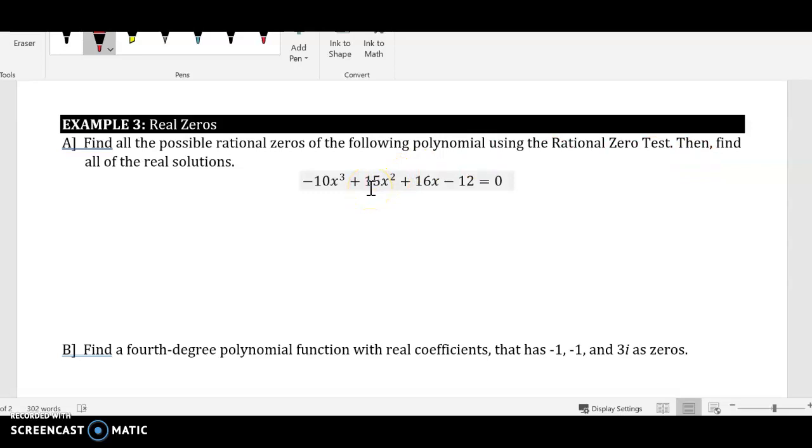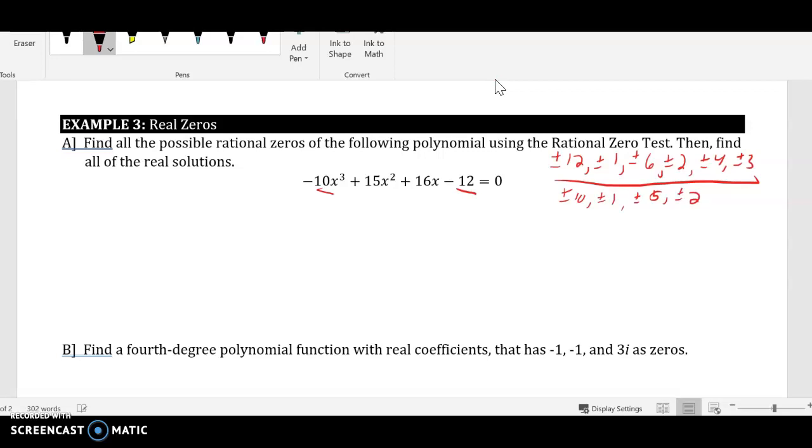So if we made a list, and I'm going to use my calculator here in this problem. I'm looking at 12 and I'm looking at 10. Let's just make our list. So what are all the factors of 12? Plus or minus 12, plus or minus 1, plus or minus 6, plus or minus 2. We've got a lot here, huh? Plus or minus 4, plus or minus 3. And that's all over plus or minus 10, plus or minus 1, plus or minus 5, plus or minus 2. So you can see that's a huge list of possibilities.